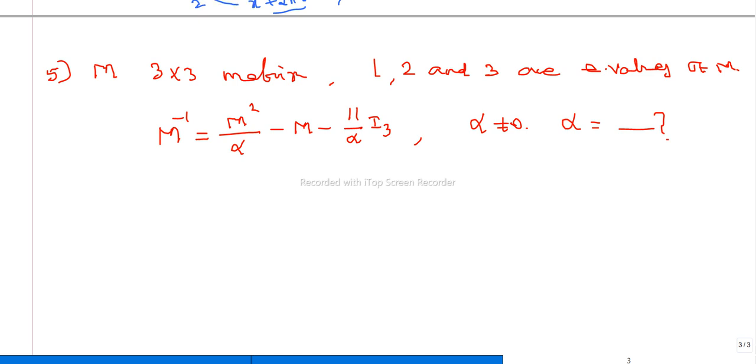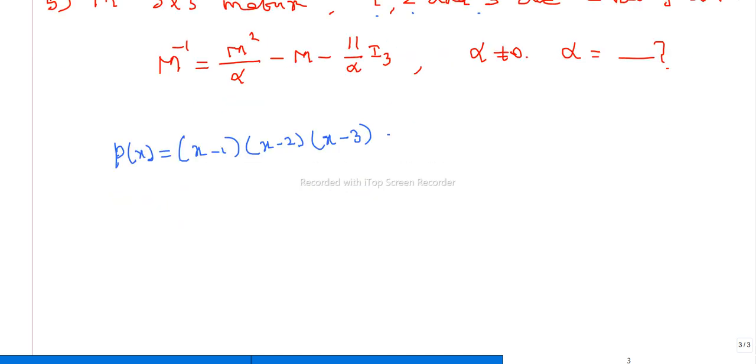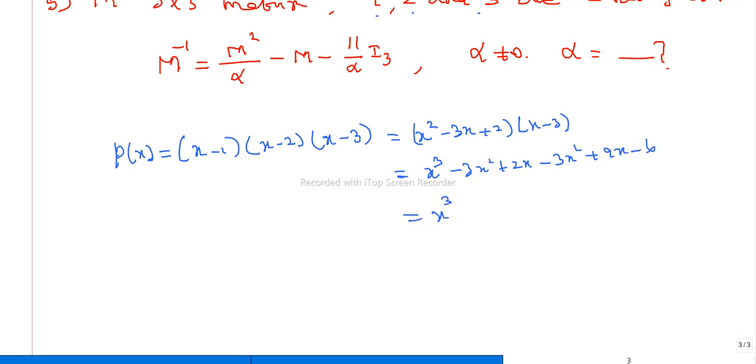Since 1, 2, 3 are the eigenvalues, x minus 1 should be a factor of the characteristic polynomial. Suppose p of x is the characteristic polynomial of this matrix. So x minus 1 into x minus 2 into x minus 3 are the factors, but this is a 3 by 3 matrix, therefore maximum degree 3. Now what is the polynomial? If we multiply, we have x square minus 3x plus 2 times x minus 3. So we get x cube minus 3x square plus 2x minus 3x square plus 9x minus 6. So we will get x cube minus 6x square plus 11x minus 6. So this is the characteristic polynomial.